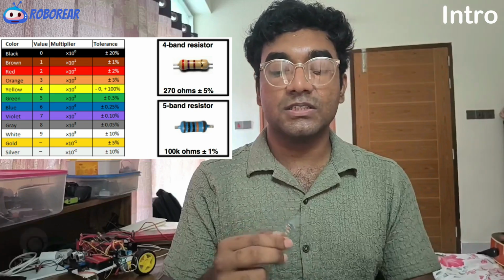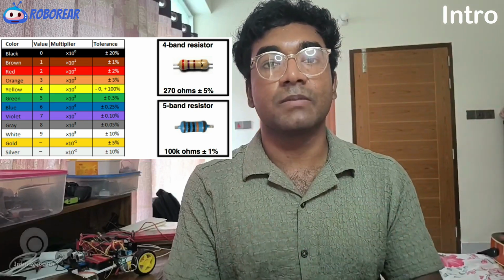And also there are potentiometers like variable resistors and temperature dependent resistors like thermistors and photoresistors. But we are going to focus only on these constant resistors, the metal film and the carbon film, and their color coding. So let's start this video right now.